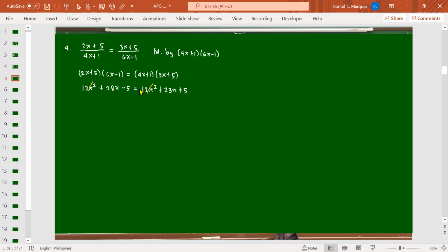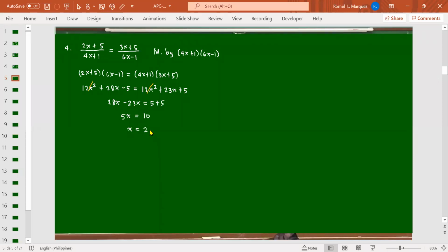Then to get rid of this constant on the left side, we have to add 5 on each side of this equation. And to get rid of this 23x on the right side, we have to add negative 23. So getting 28x minus 23x. On the right side, we have 5, then plus 5. So getting what? 28 minus 23, that is 5. So that is 5x. On the right side, we have 10. X therefore is equal to what?